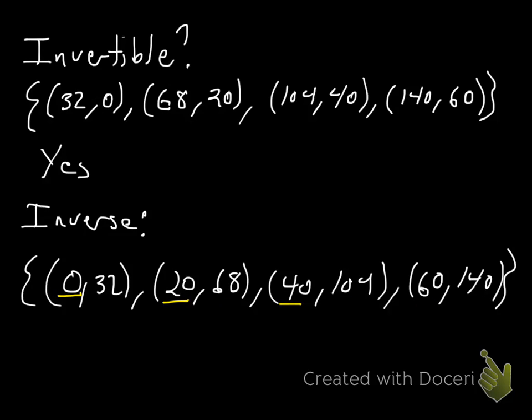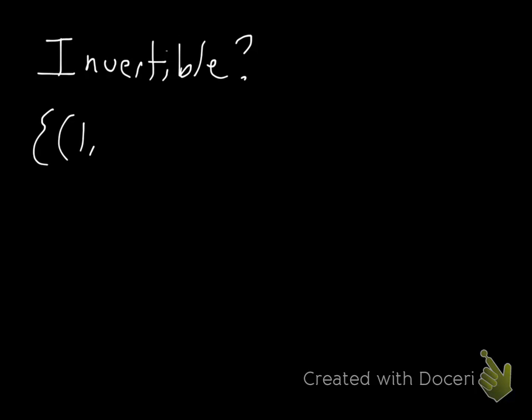Okay. All right, and you see that this function, this inverse, is a function. Each input has one output. All right. What about another example? Is this thing invertible? Does it have an inverse function?